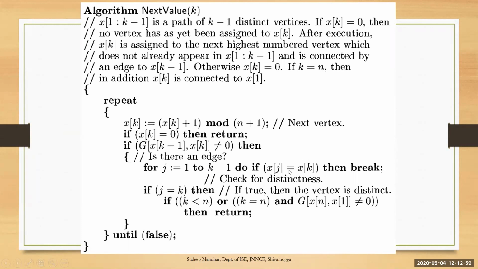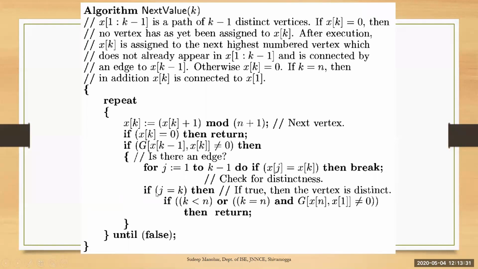One more case is when this if condition becomes true. There are two things. When the if condition becomes true, j will not reach the end. That means j will not reach k. So if j is equal to k, what does it mean? It means it has checked all the vertices from 1 to k minus 1, and it has not found any same vertices, and hence the vertex you have chosen is a distinct vertex.